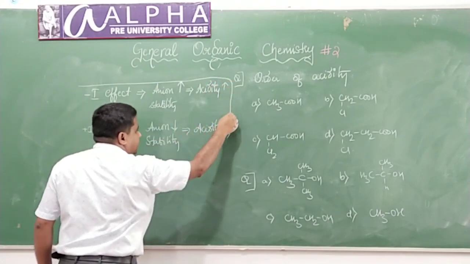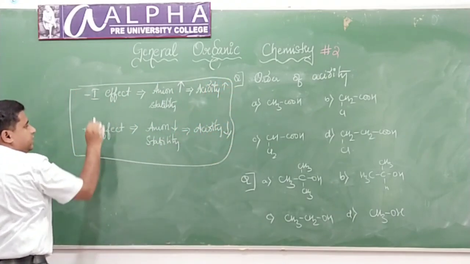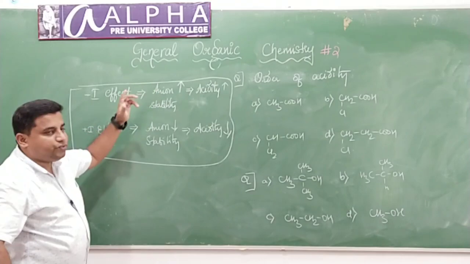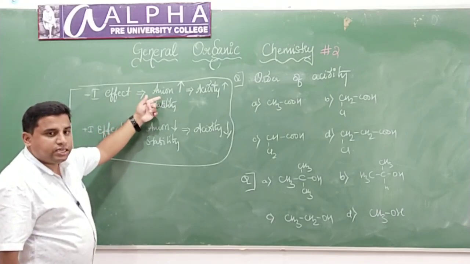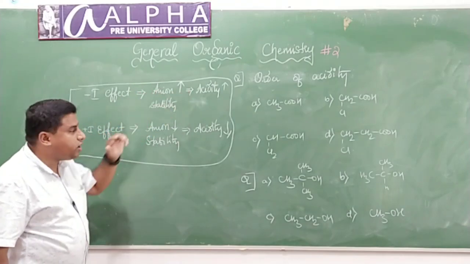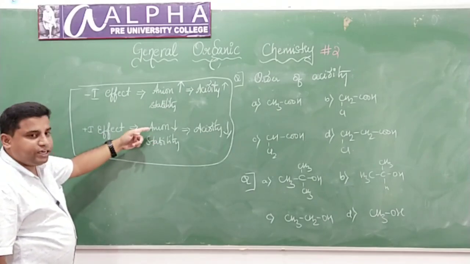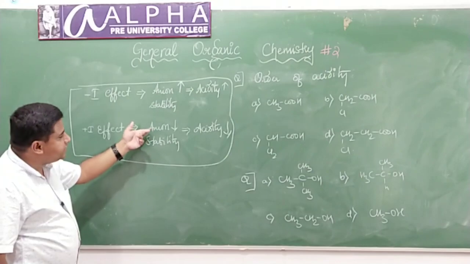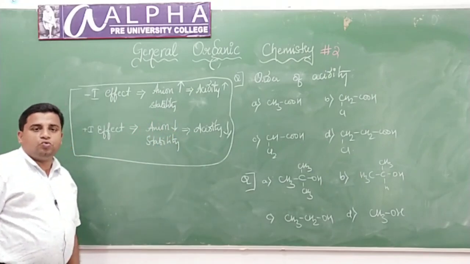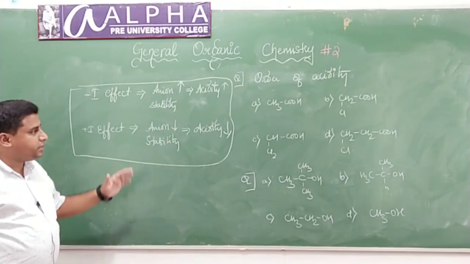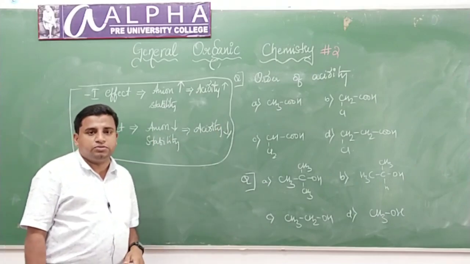Negative inductive effect increases the stability of the anion. If the anion of the acid is more stable, then it is going to be a strong acid. Positive inductive effect decreases the stability of the anion. If the anion of the acid is less stable, then the acid is going to be a weak acid. So based on this concept, we will solve all other problems now.